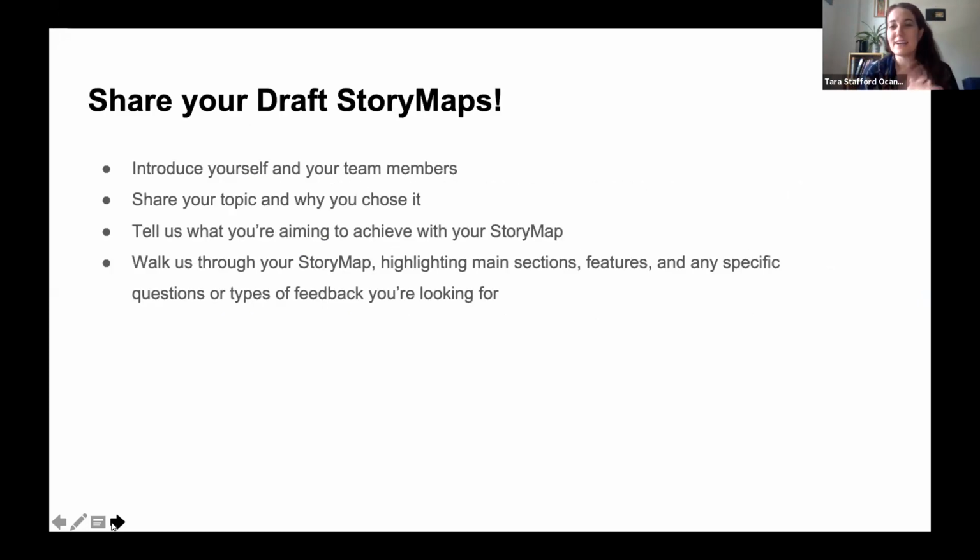So we're going to get right into it because we don't want to spend too much time. We want to give you all as much time to talk about your work so far and discuss as we can. So just a few tips for those who will be sharing: first, introduce yourself and any team members if you worked with a team, share your topic and why you chose it, why it's important to you. Tell us what you're aiming to achieve with your story map. What are the goals, the actions that you want people to take away from this? And then go ahead and walk us through your story map. You don't have to read through everything, but highlight main sections and features, and if there are any particular questions that you have for our experts or kinds of feedback you're looking for, you can note that as you go along.